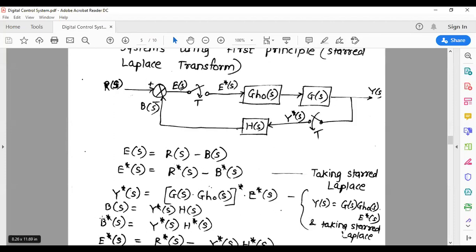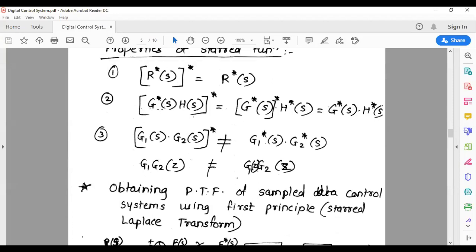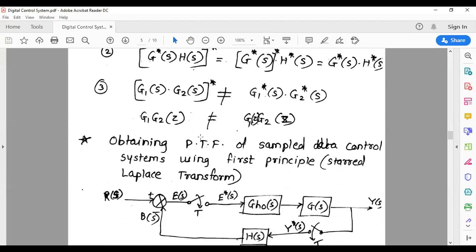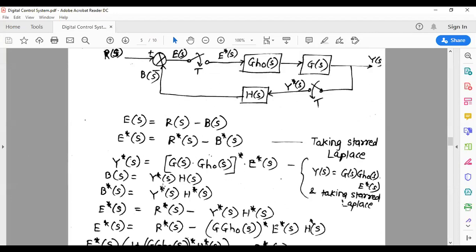So whenever I want the star function, what is it that I do? I will only take the star function of this upper equation. Do remember, we saw in the starred properties that when one of the terms is starred and I'm trying to take the starred function of the entire product, what I get is g star of s into h star of s, which is the case when one of the functions is already starred. That means one of the functions is already sampled. So the same thing is happening here.